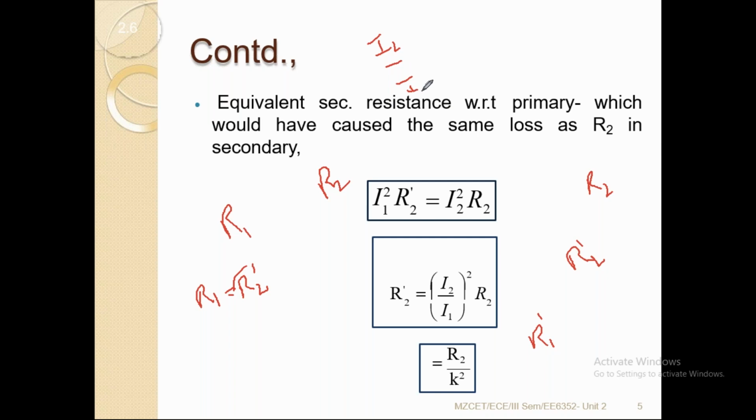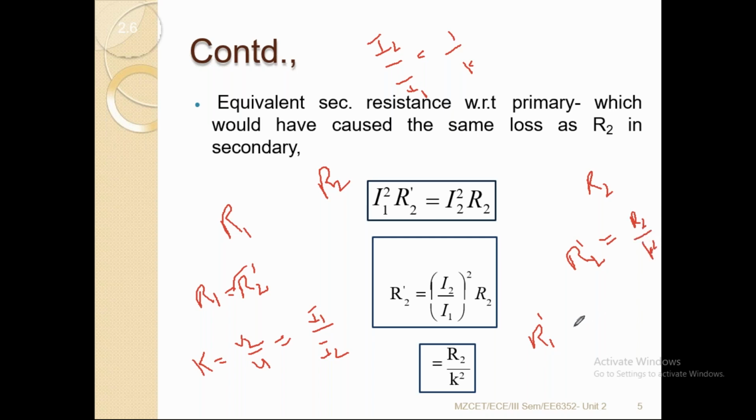How can we represent this equation in terms of transformation ratio? 1 by K. So how, it means already you know the value of transformation ratio, right? K is equal to V2 by V1 equals to I1 by I2, right? Now we need I2 by I1, so you will get 1 by K. So here 1 by K square you will get. So R2 dash is equal to R2 divided by K square. It means that when secondary resistance is shifted to the primary, it is denoted by R2 dash and its value is given by R2 divided by K square.